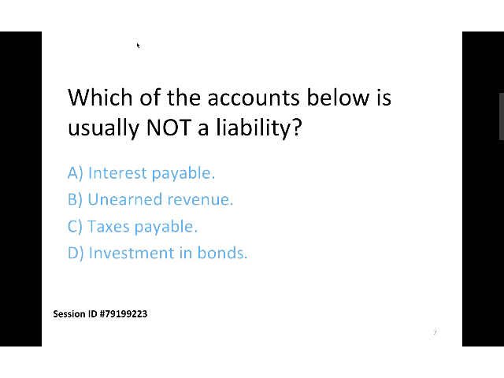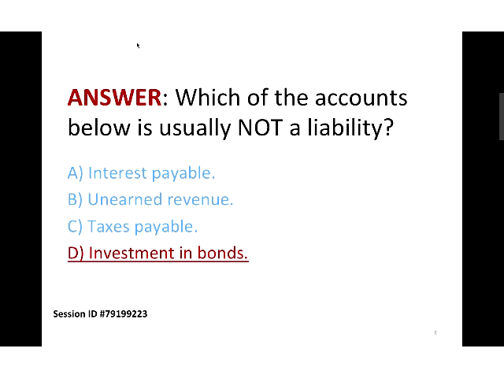The question on Learning Catalytics right now is this: this chapter is about liabilities. To start off the chapter, because we've talked about liabilities before, which of the accounts below is usually not a liability? Interest payable, unearned revenue, taxes payable, investment in bonds. In Learning Catalytics, you have to choose your answer. We're going to leave this question open for a few minutes, so if you haven't answered yet, you have time. But the answer will be investment in bonds.